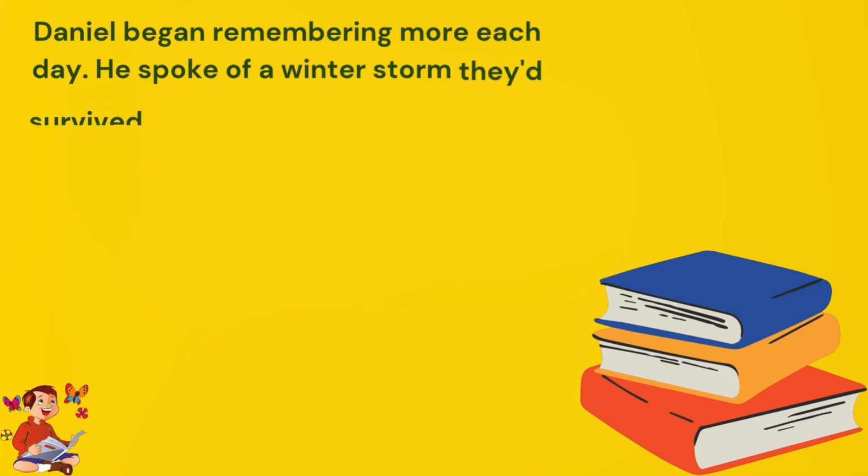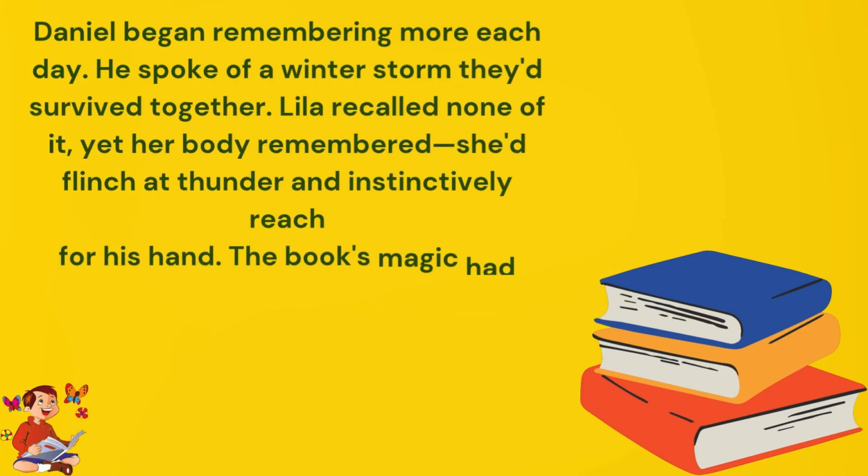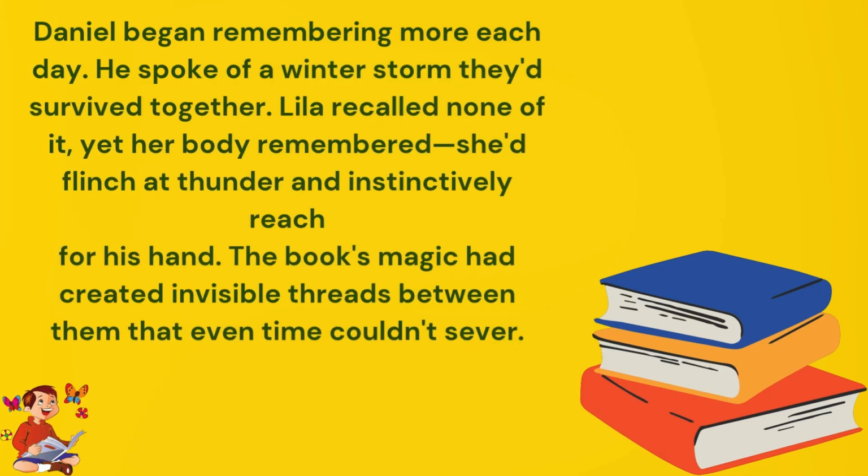Daniel began remembering more each day. He spoke of a winter storm they'd survived together. Lila recalled none of it, yet her body remembered. She'd flinch at thunder and instinctively reach for his hand. The book's magic had created invisible threads between them that even time couldn't sever.